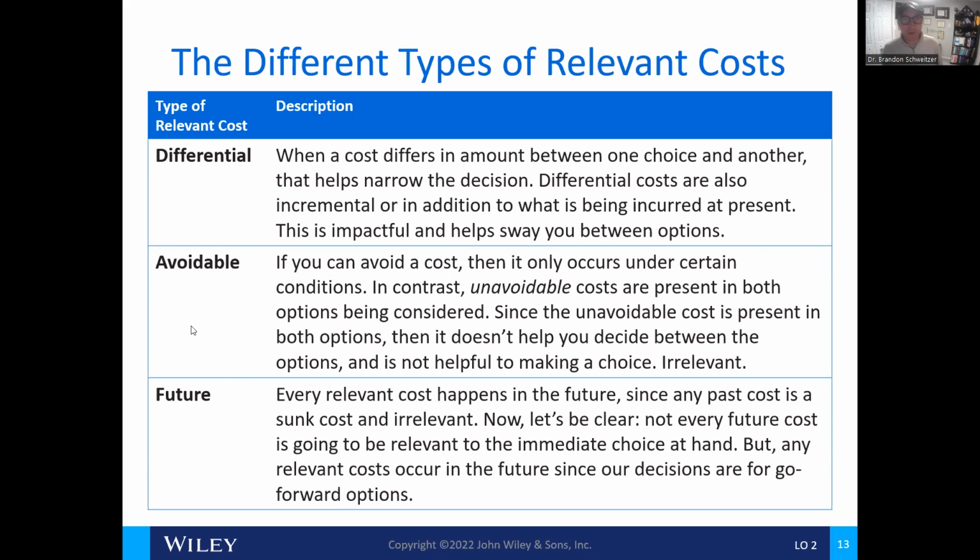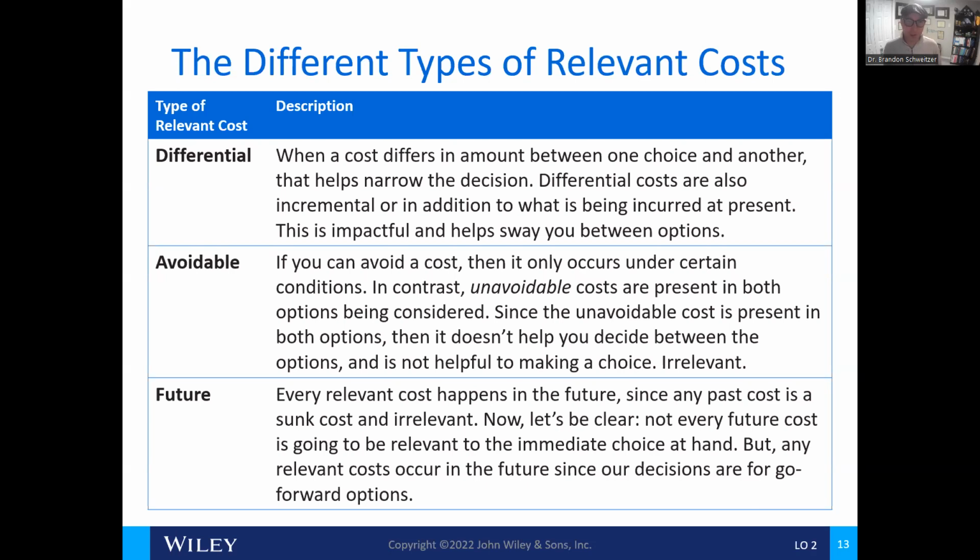Here we have different types of relevant costs: differential costs, avoidable costs, and of course, future costs. Differential costs are when the costs are different in amount between one choice and another. It helps us to narrow down our decision. Differential costs are also incremental, or in addition to what's being incurred at the present time. This is important and helps sway decision making between two or more options.